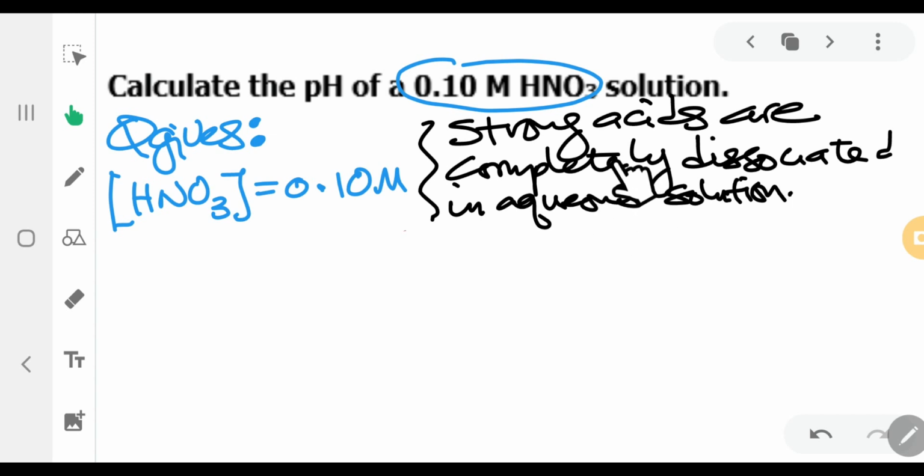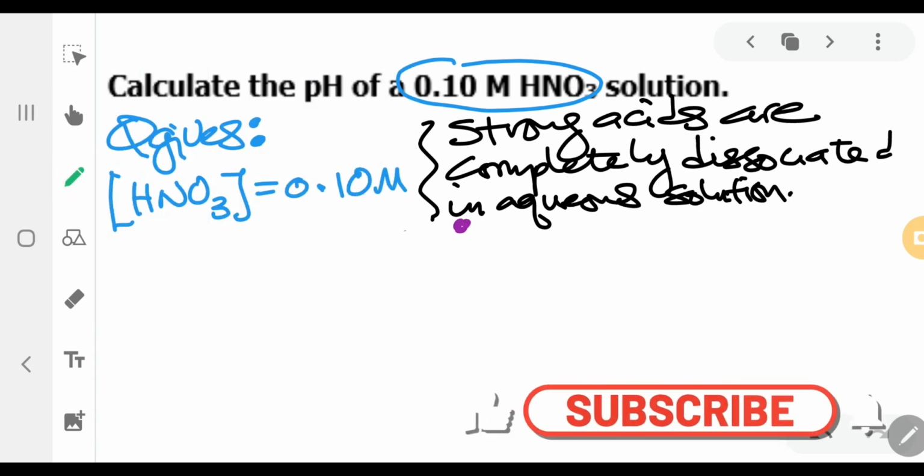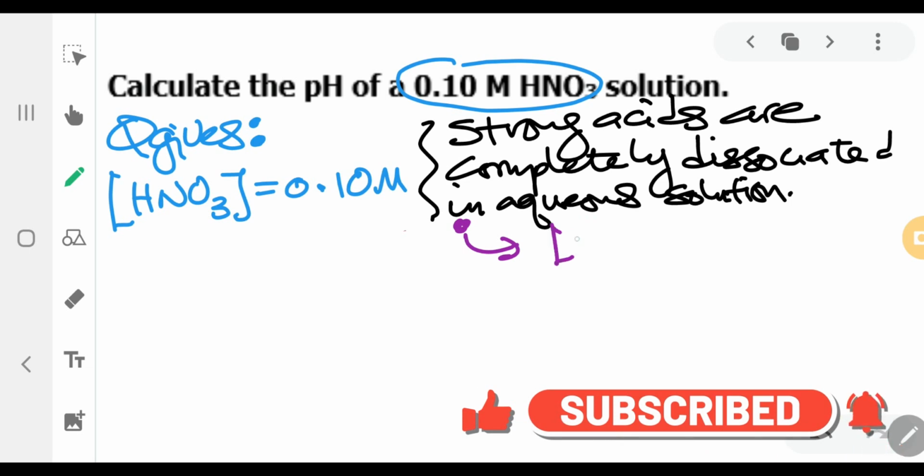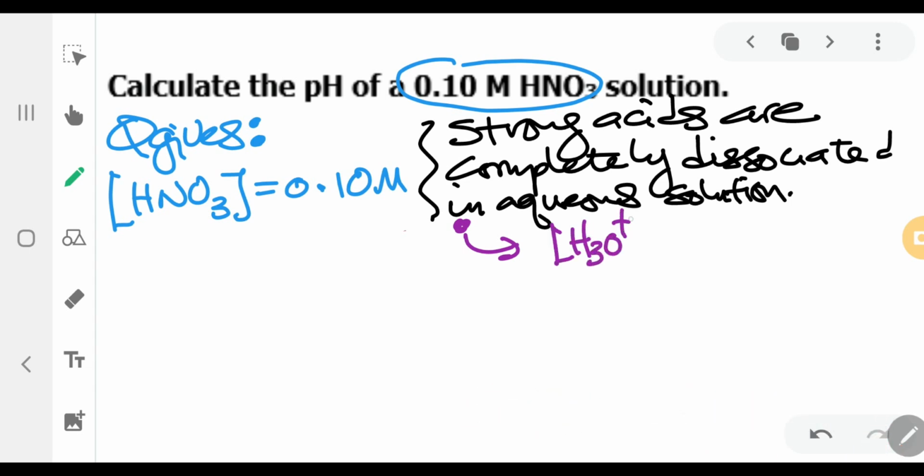Because by knowing the nature of strong acid, we know that due to this, the concentration of H3O plus will be the same as the concentration of HNO₃. So now we know that the given concentration is 0.10 molar for the acid. Therefore, because strong acid will be completely dissociated in aqueous solution, the concentration of your H3O plus will be the same as the concentration of the given strong acid.